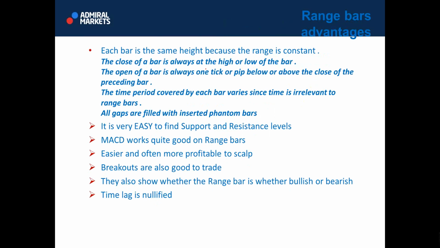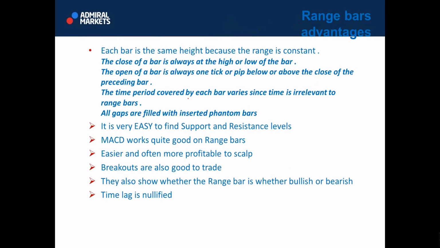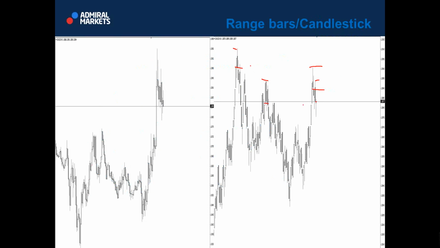The close of a bar is always at the high or low of the bar. So the close is always here or there. It doesn't matter. The open of a bar is always 1 tick or pip below or above the close of the preceding bar. So if the bar is here, the open is there.